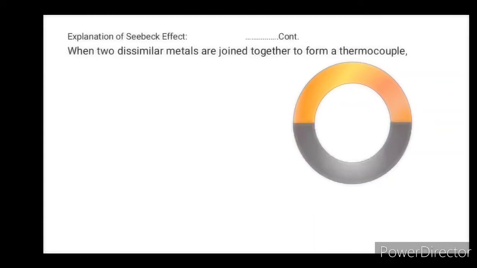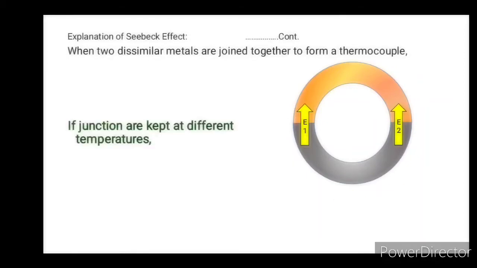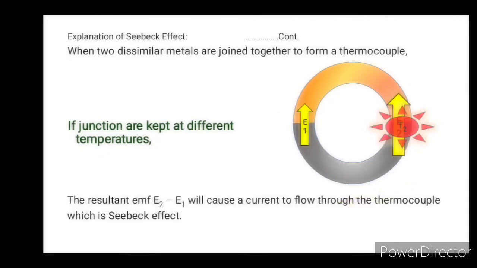When two dissimilar metals A and B are joined together to form a thermocouple, then at each junction a Peltier EMF is produced. The Peltier EMFs are equal and opposite. Therefore, the net current will be zero. If the junctions are kept at different temperatures, say T1 and T2, where T2 is greater than T1, the Peltier EMFs E1 and E2 at the junctions are no longer equal. The resultant EMF E2 minus E1 will cause a current to flow through the thermocouple, which is the Seebeck effect.